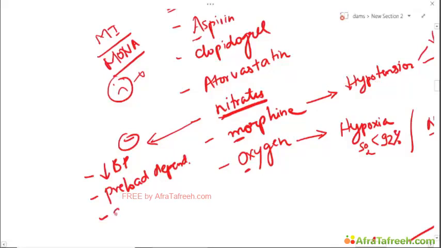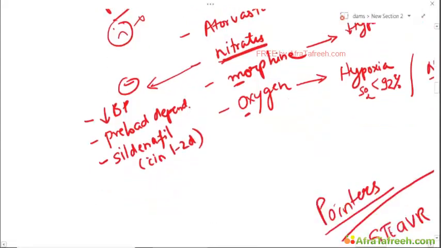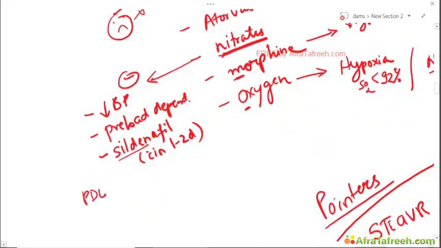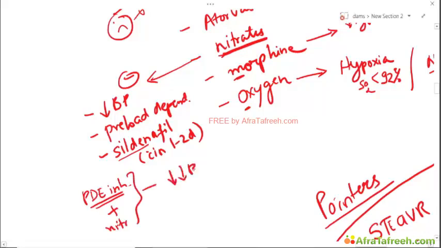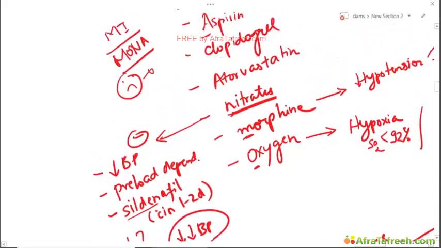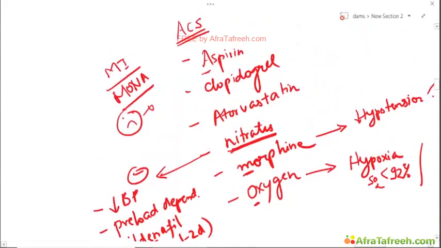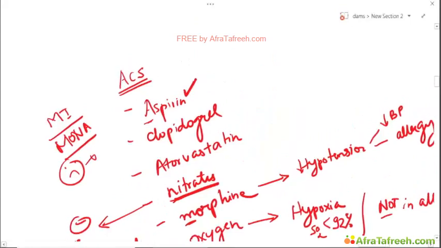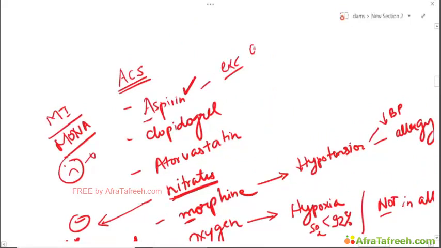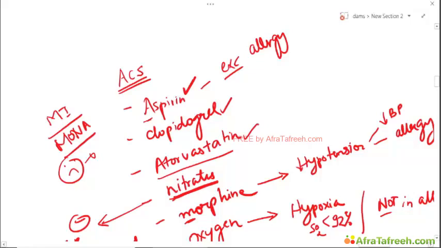And use of sildenafil within 1 to 2 days. Because sildenafil is a phosphodiesterase inhibitor, and a PDE inhibitor plus nitrate can cause significant hypotension. So this must be avoided. Okay? Aspirin should be given in all patients except if there is a known aspirin allergy, and then clopidogrel can be considered. All the patients should receive a statin dose upfront.